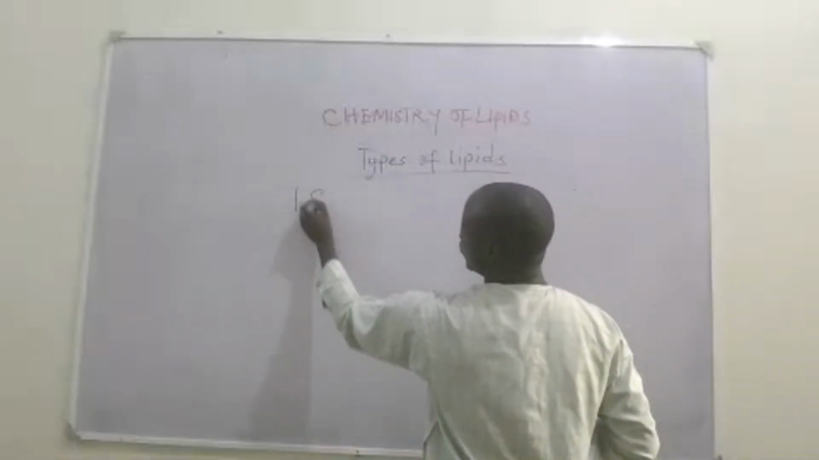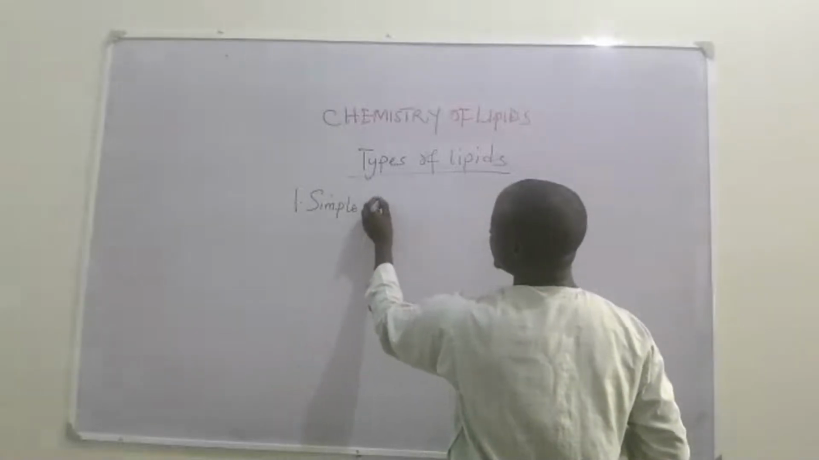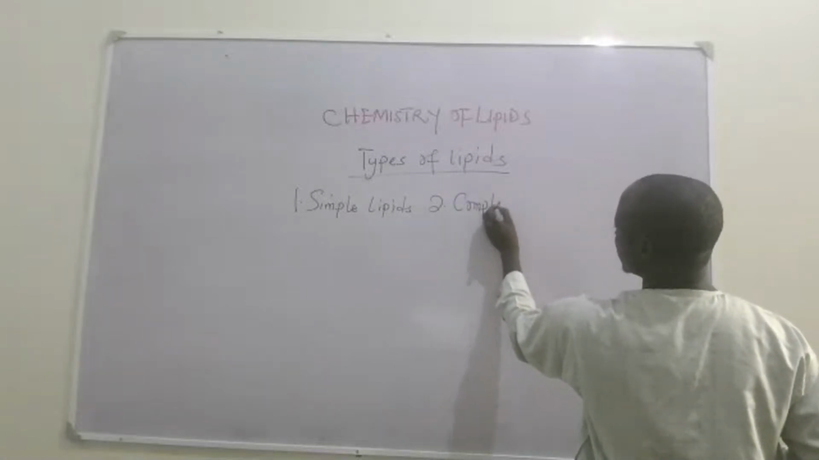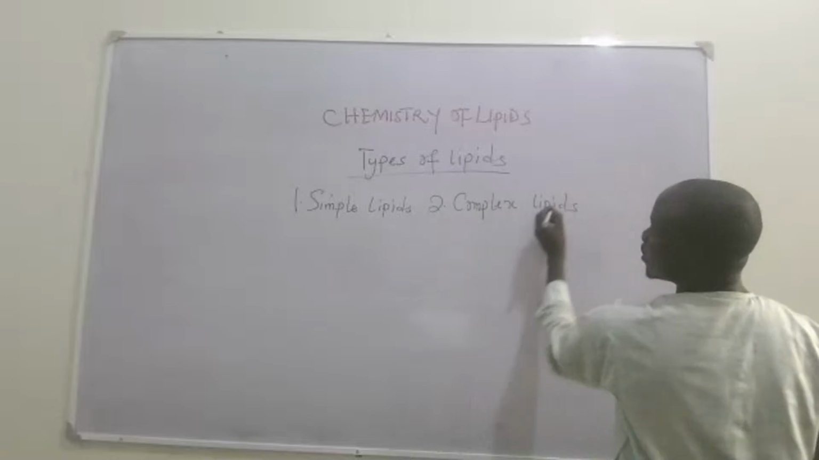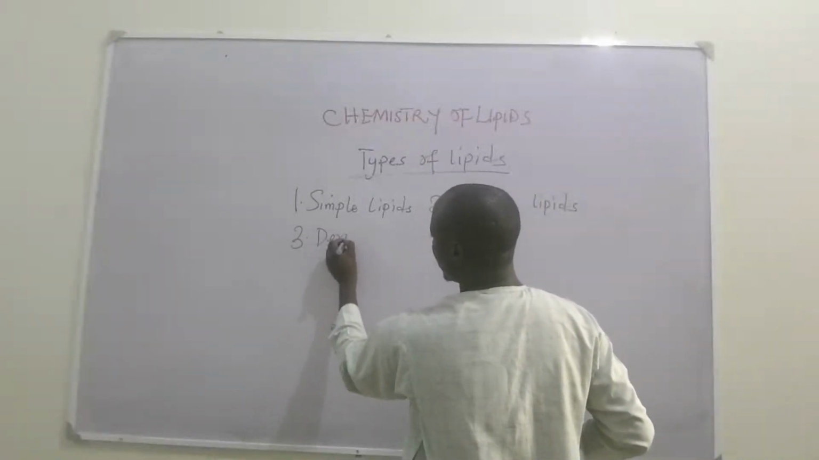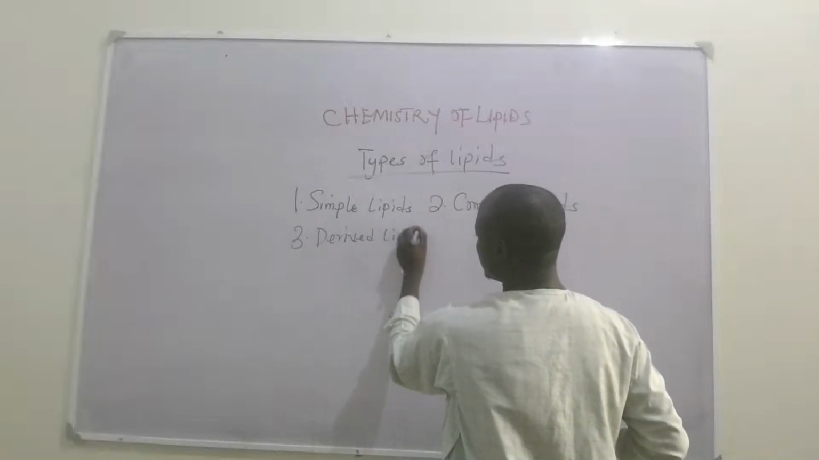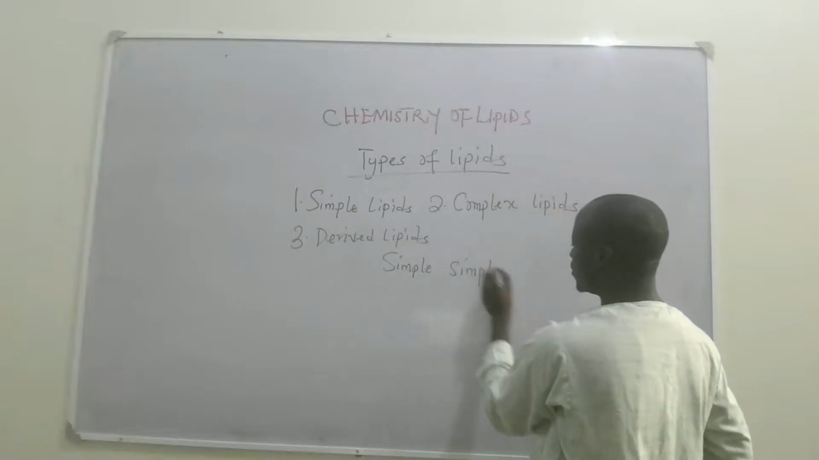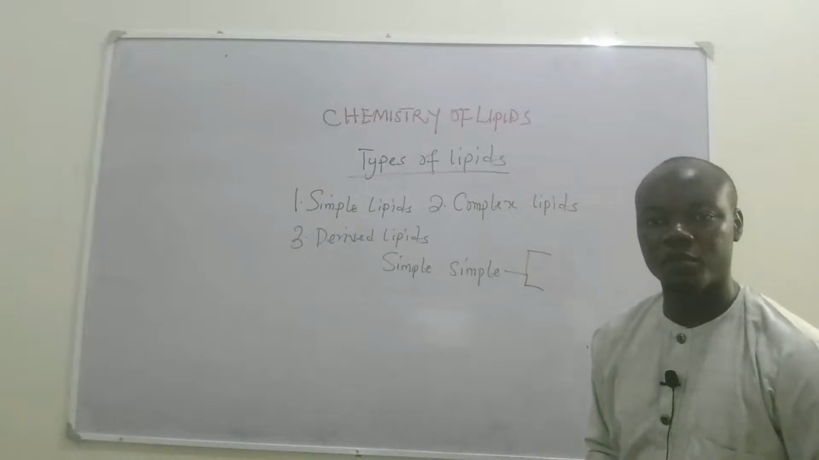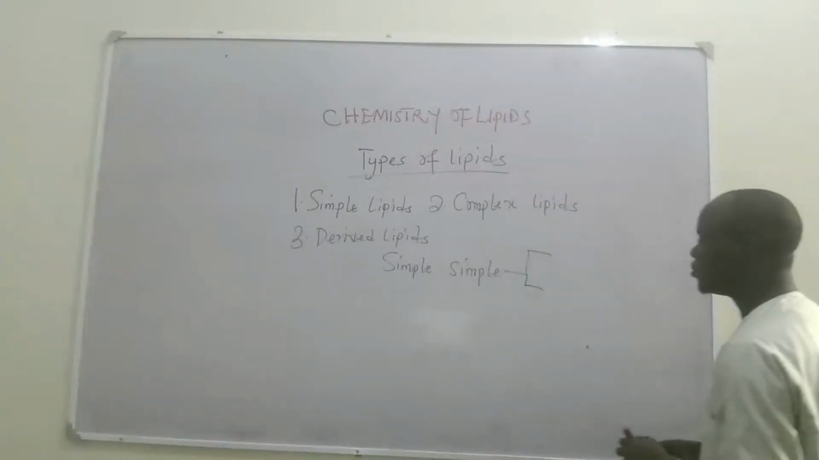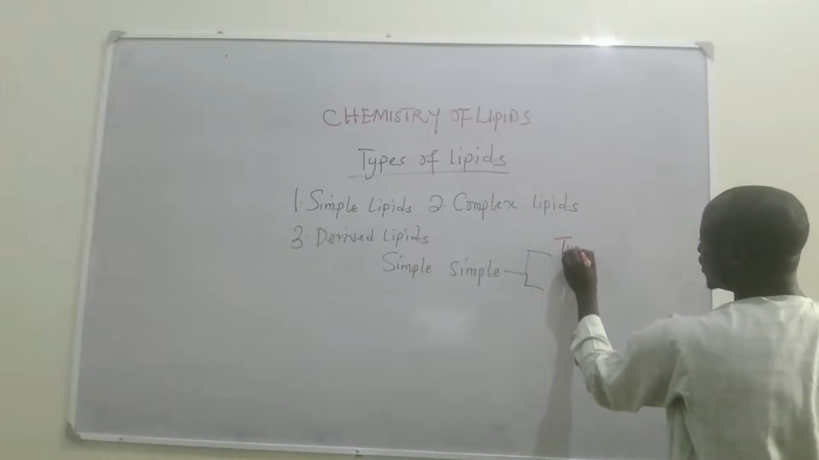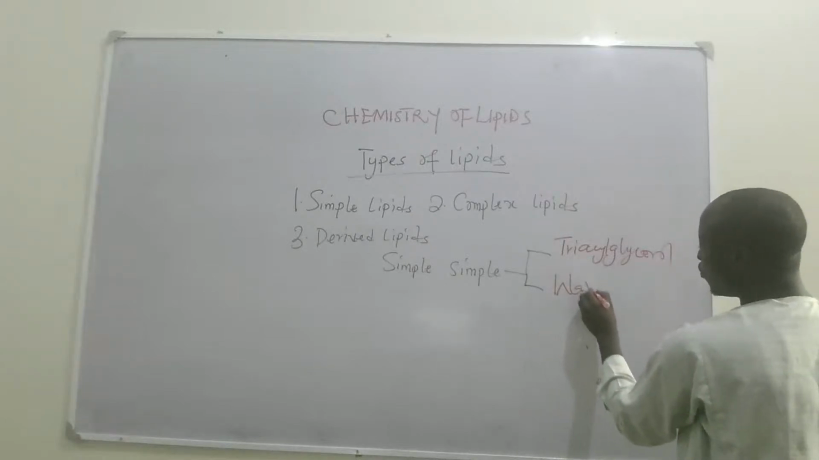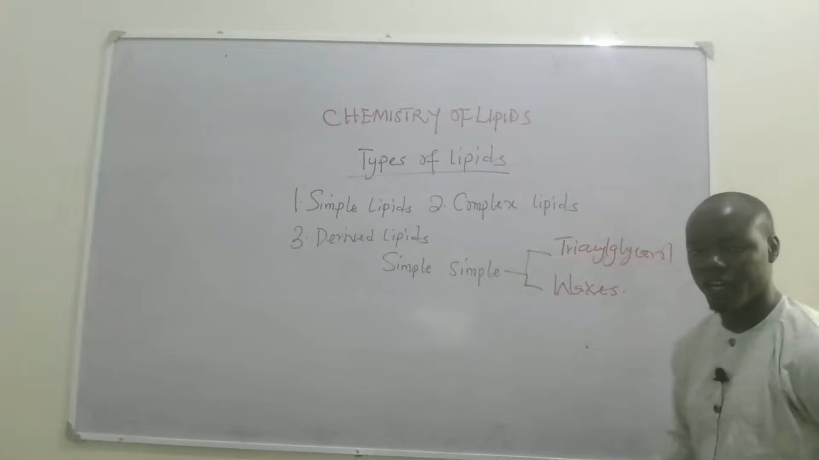So we have number one, simple lipids. Number two, complex lipids. And then number three, derived lipids. So we are going to start with the simple lipids. Simple lipid is divided into two. We have two types, or examples, of simple lipid: triacyl glycerol and waxes. So now we are starting with the triacyl glycerol.